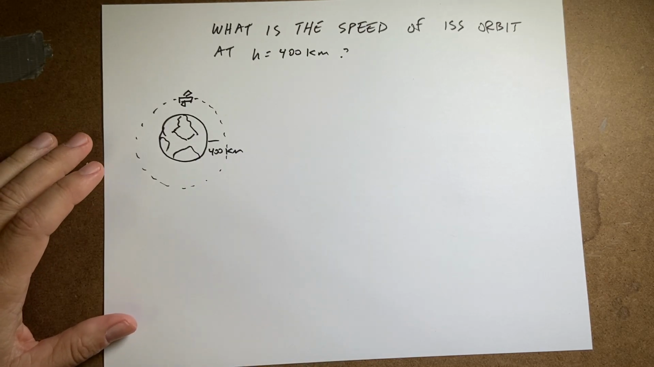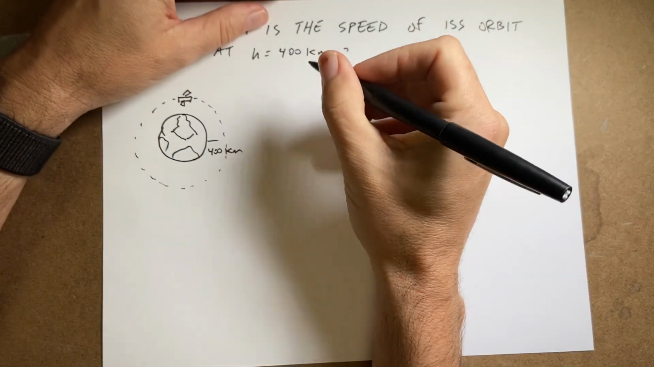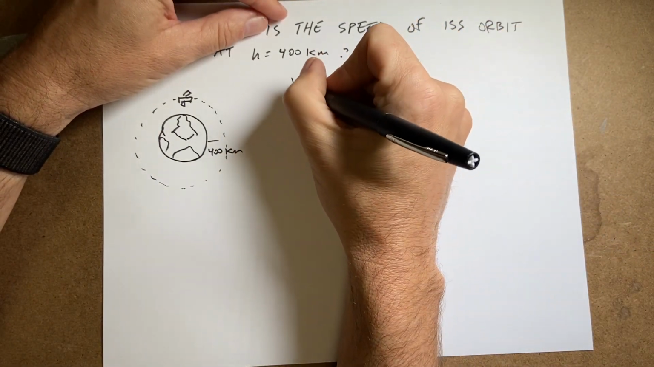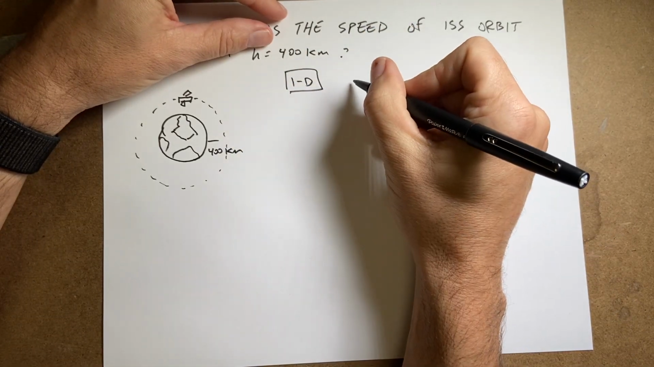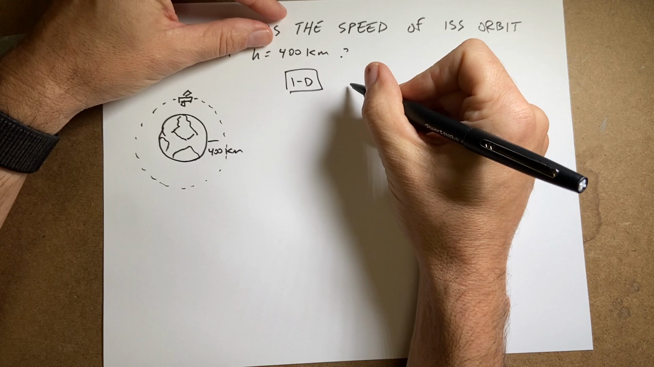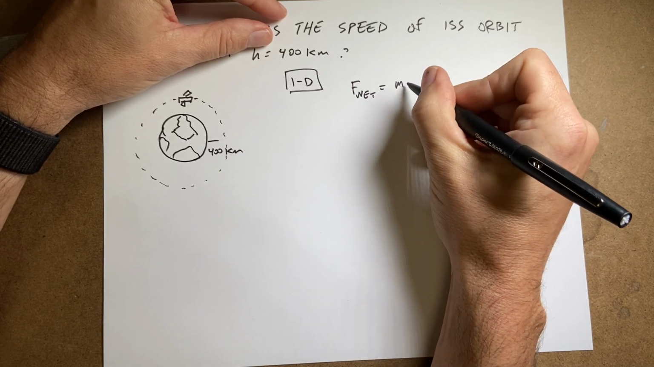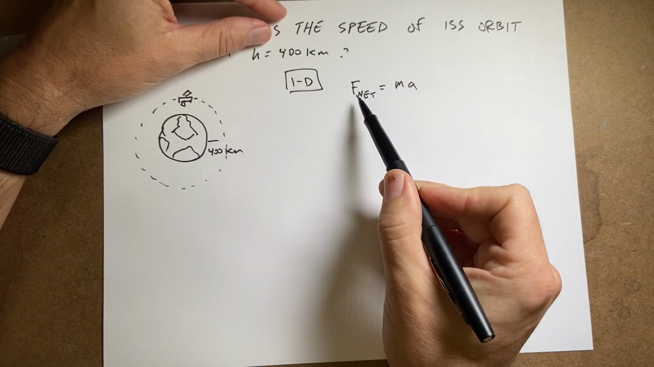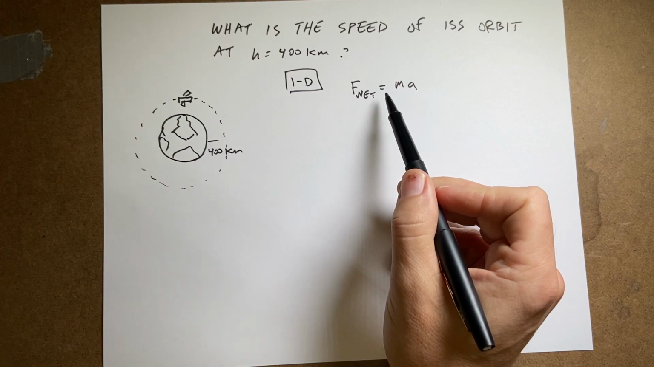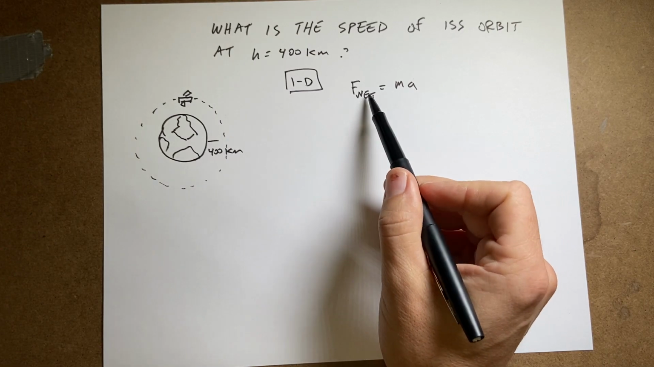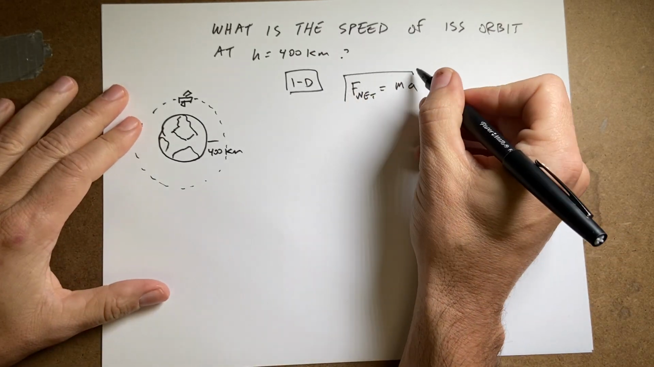Now, what's the first thing we need to know? We need to know the relationship between force and acceleration. So in one dimension, I can write the following. This is called Newton's second law. F net equals ma. So the total force on an object is equal to the product of its mass and acceleration. And the direction of the acceleration has to be the same as the direction of the force. That's big idea number one.